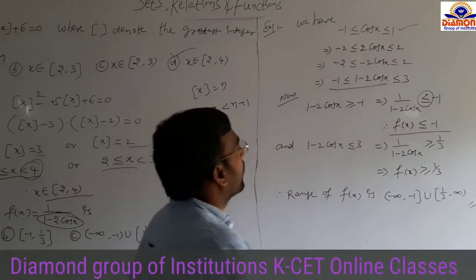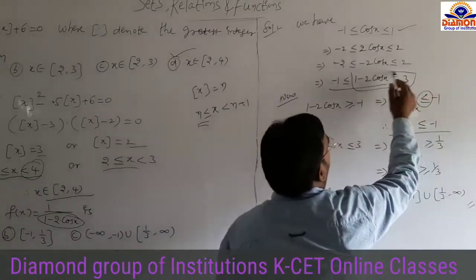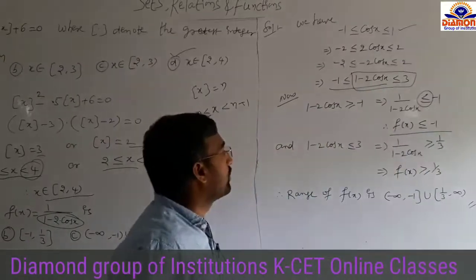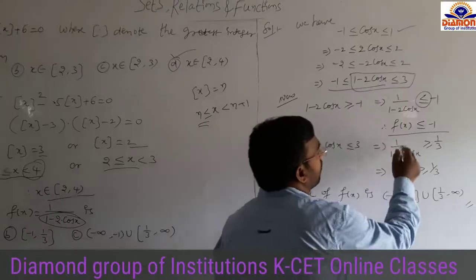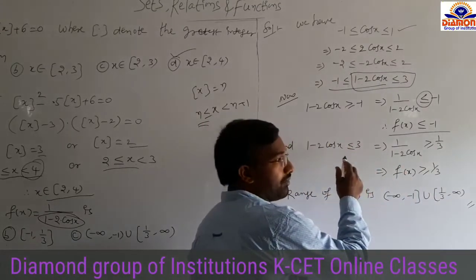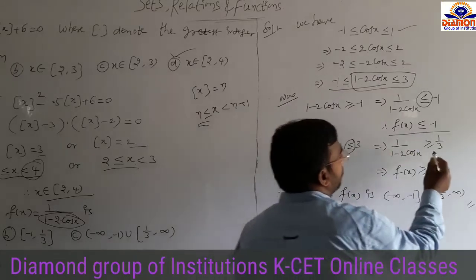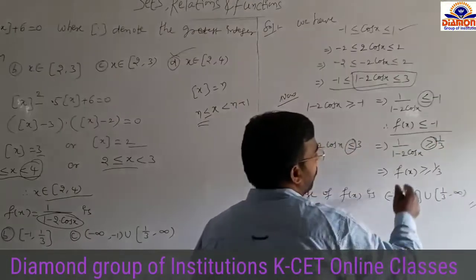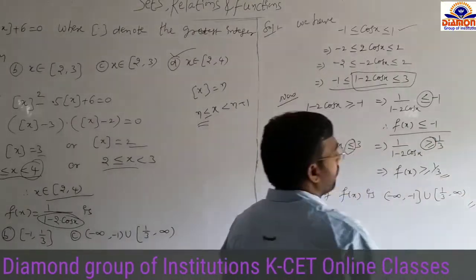Next, you take this relation. 1 minus 2 cos x is less than or equal to 3. So if you take 1 by 1 minus 2 cos x greater than or equal to 1 by 3. If numerator and denominator interchange, less than or equal to changes into greater than or equal to. So f of x is clearly greater than or equal to 1 by 3.